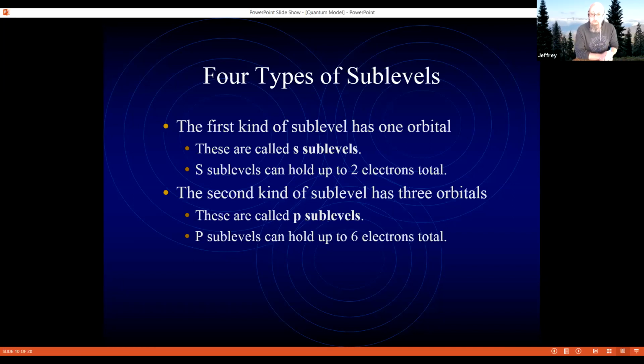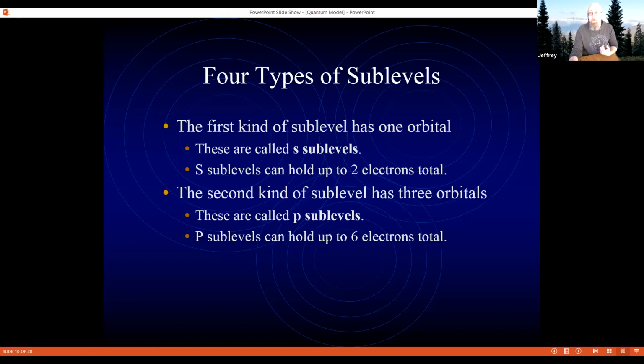So an S sublevel just has one orbital. That's all it is. It's a single orbital, which means only 2 electrons can be in it. The second kind of sublevel is called P, right? It is a group of 6 electrons. Now, if each orbital can hold 2 electrons, that means there's 3 orbitals in there. So an S sublevel has only 1 orbital, but a P sublevel has 3 orbitals.